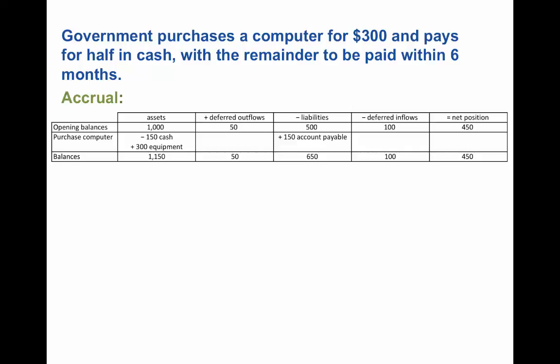Deferred outflows have a debit balance, deferred inflows have a credit balance, and so assets plus deferred outflows minus liabilities minus deferred inflows equals net position.